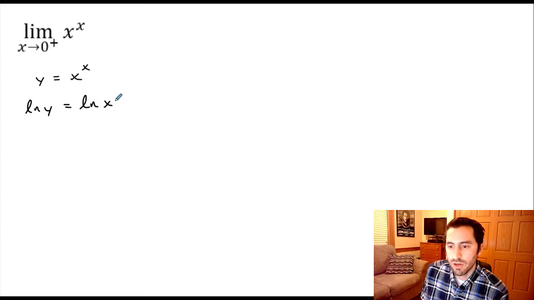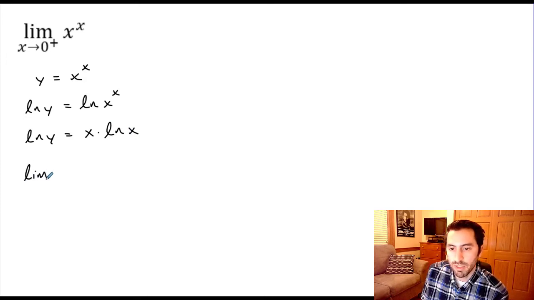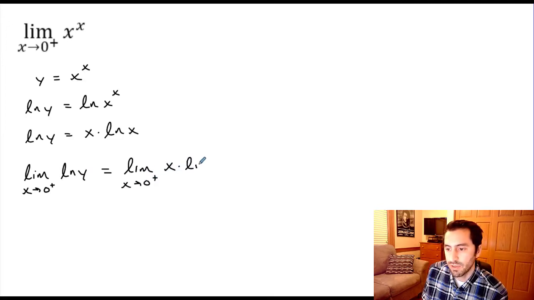And then we're going to use the natural log to help us evaluate this. So taking the natural log of both sides, we can take that exponent and bring it down front. So the x will come down, so the natural log of y is equal to x times the natural log of x. So now we want to take a look at the limit as x approaches 0 from the right of the natural log of y, which is the limit as x approaches 0 from the right of x times the natural log of x.